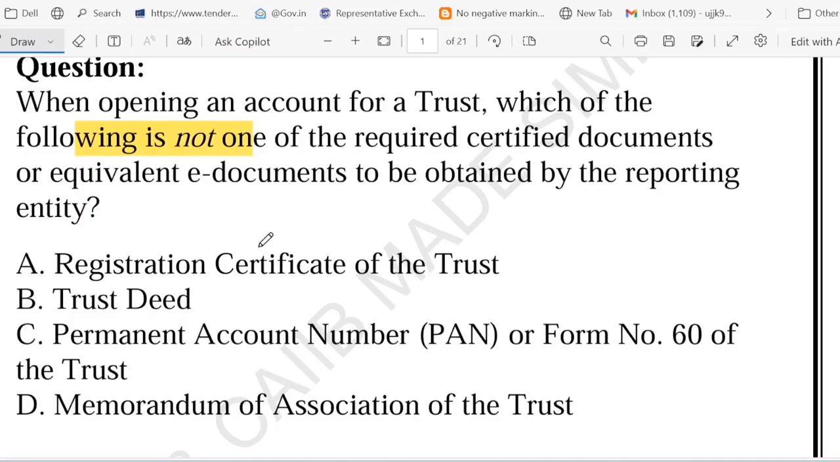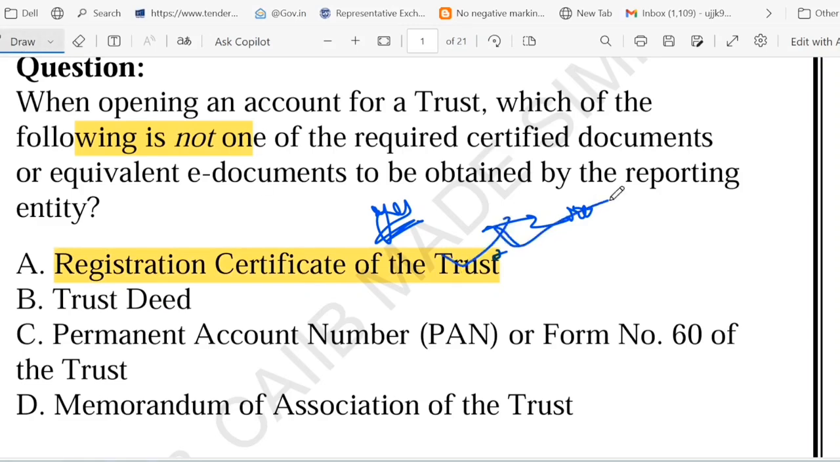First of all, option A. What about the registration certificate of the trust? Do you think that it is required? What do you think about it? Yes, this is required. Why? Because this particular certificate proves that the trust is legally registered. Without it, the bank cannot confirm the legal existence of the trust.